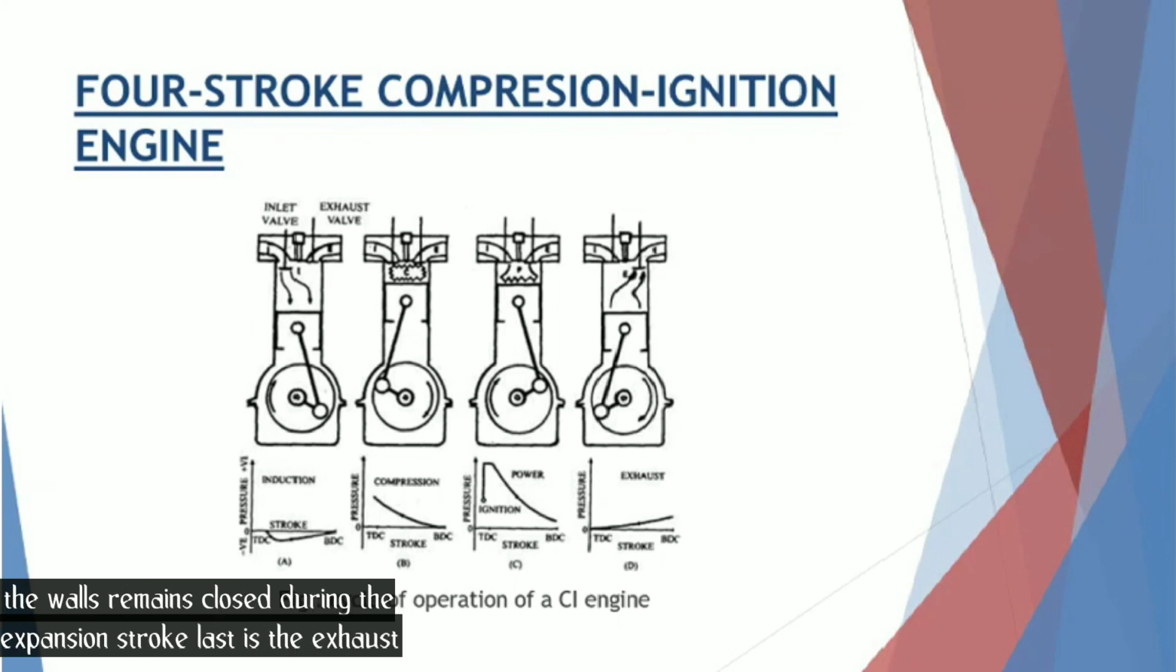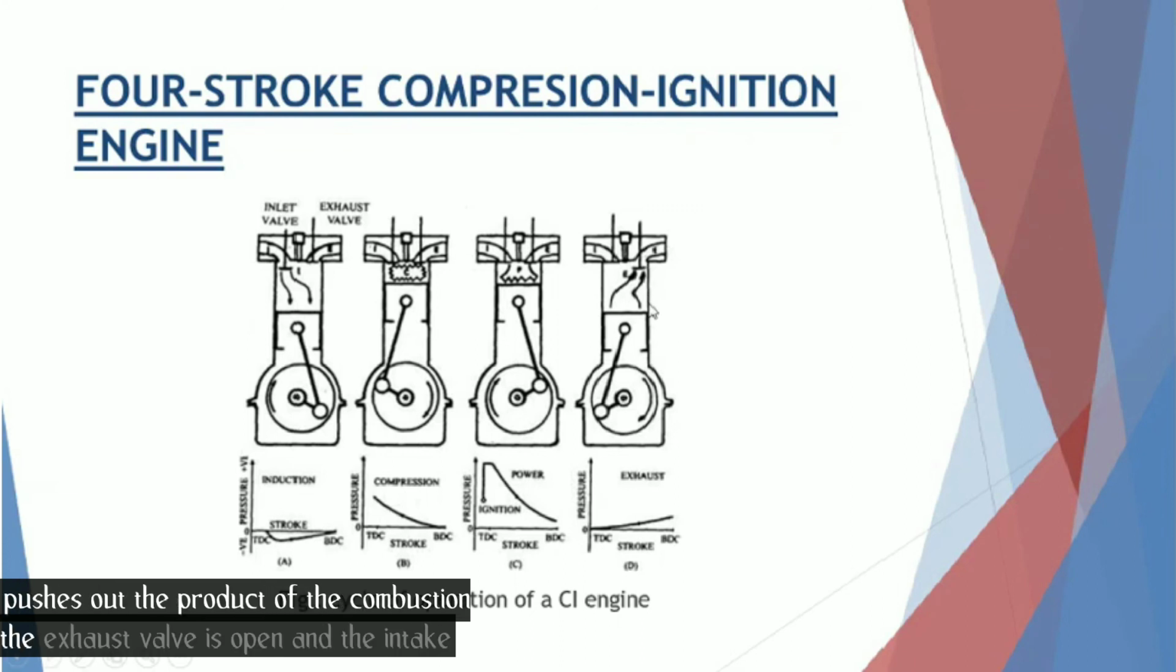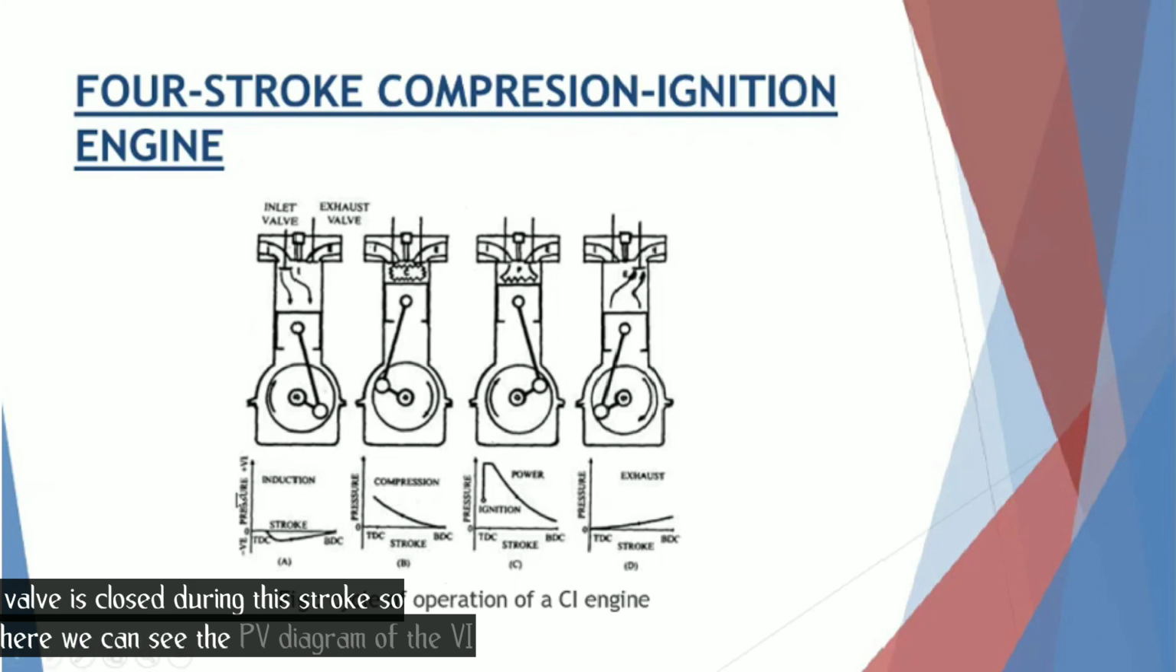Last is the exhaust stroke. The piston traveling from bottom dead center to the top dead center pushes out the products of the combustion. The exhaust valve is open and the intake valve is closed during this stroke. So here we can see the PV diagram of the CI engine.